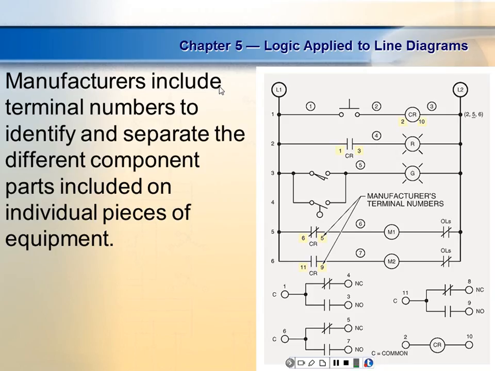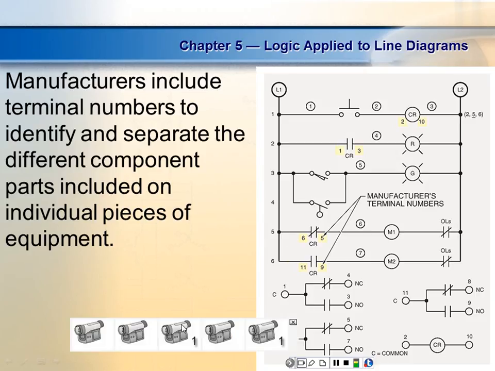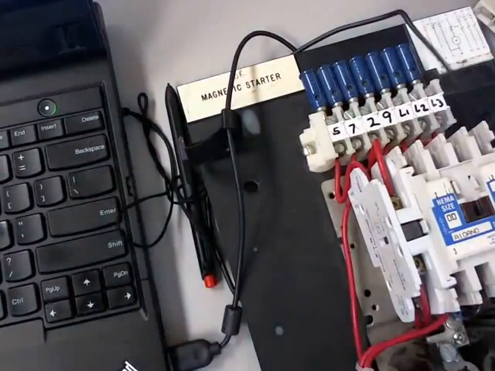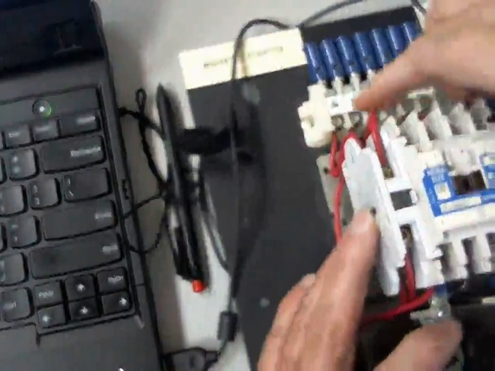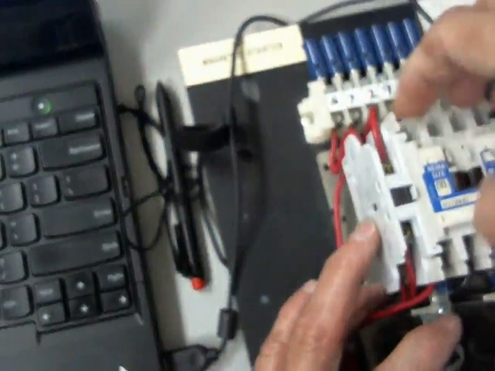Manufacturer numbers are not assigned by you. Manufacturer numbers are assigned by who? The manufacturer. So when I buy this relay right here, and we can look at all these devices, they're going to have a set of manufacturer numbers on them. These are actually on the device, 1, 2, 3, L2, L1, L3. So these are the actual manufacturer numbers on the device.